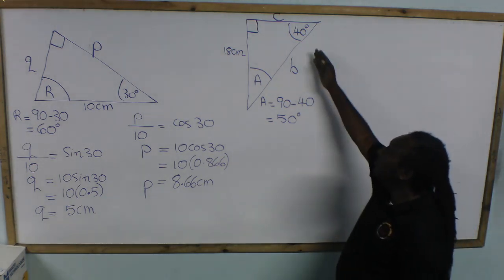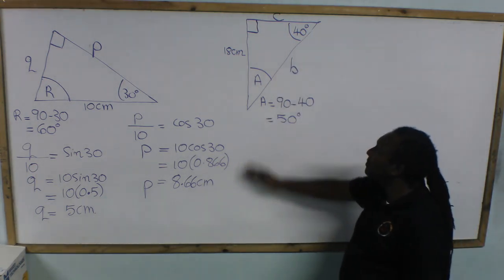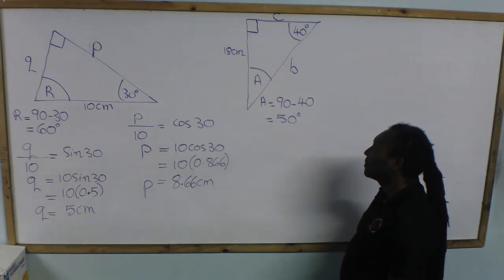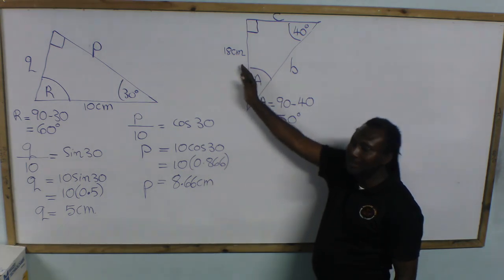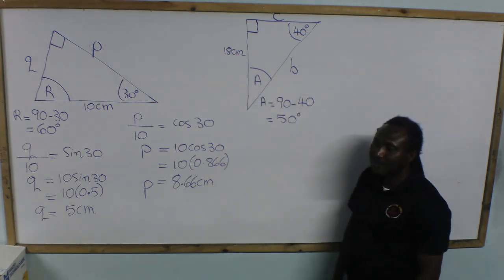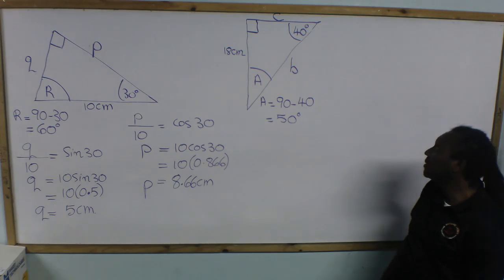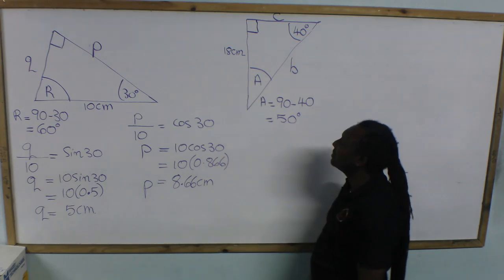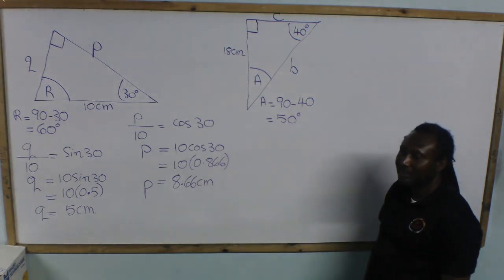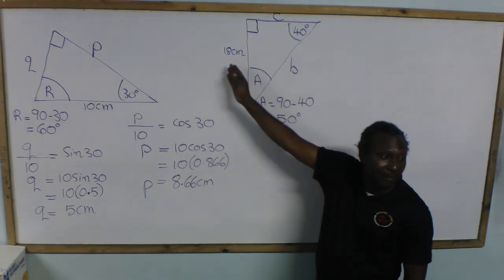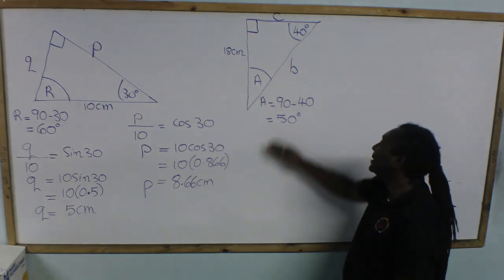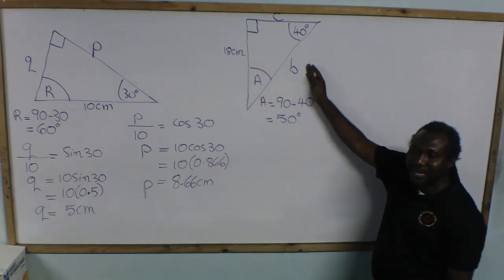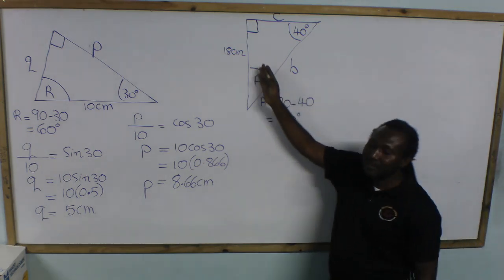B. In this particular case, B is which side of the triangle? Hypotenuse. What is given? 18 centimeters. And what else is given? 40 degrees. So relative to this 40 degrees, 18 centimeters will be opposite. And B, what we are attempting to find, is the hypotenuse.